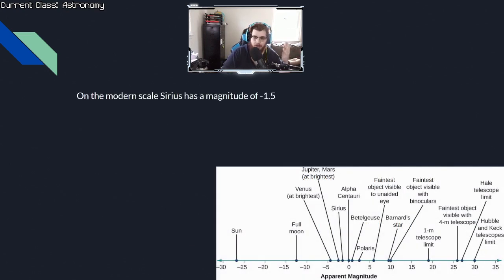So on our modern scale, which by the way, we use this scale because I think it's in the notes, but I'm going to say it anyway. We use it because it actually helps us with books and star charts. That's why it's used. I think I said it. Yeah, I did say that.